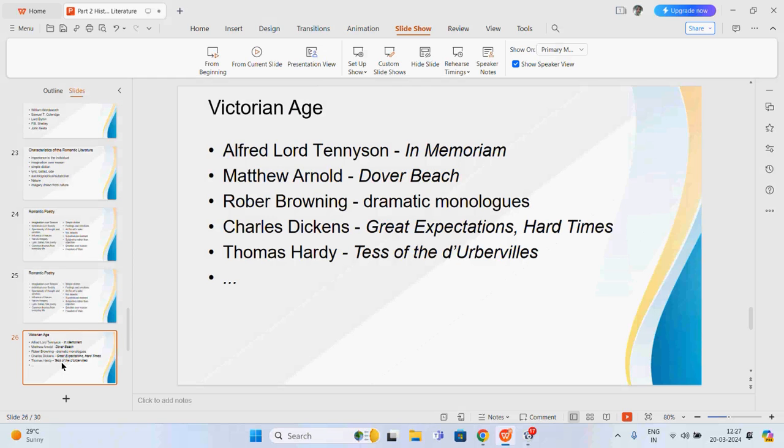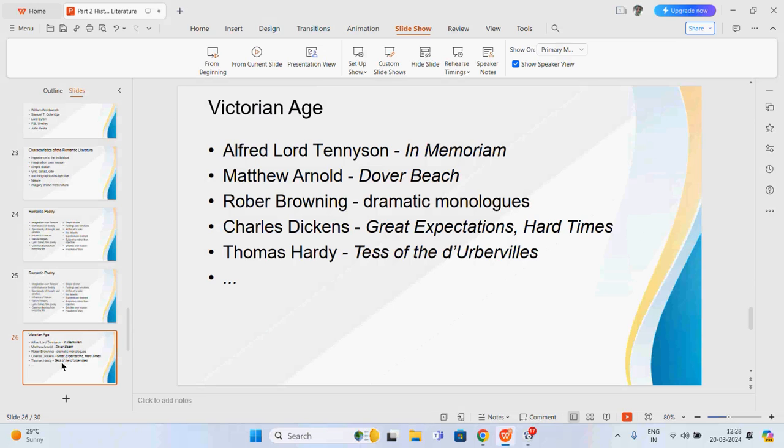Matthew Arnold's Dover Beach is a poem in the form of a dramatic monologue. It talks about the rift between science and religion that was predominant in the Victorian age. We have Robert Browning and a number of his dramatic monologues in this age: My Last Duchess, Porphyria's Lover, The Last Ride Together. These are some examples of dramatic monologues written by Robert Browning. We'll read more about dramatic monologues in another slide.